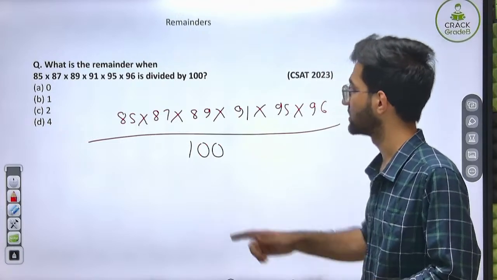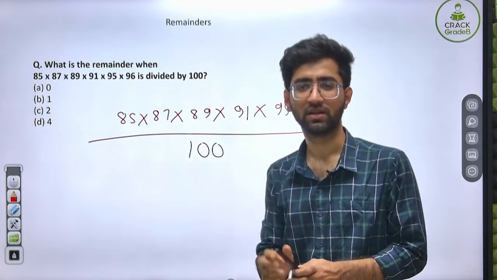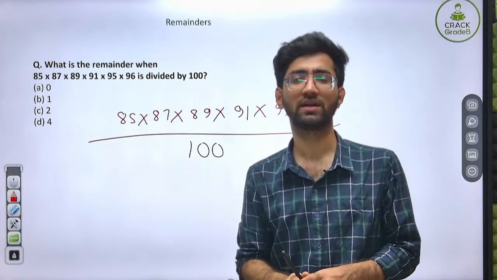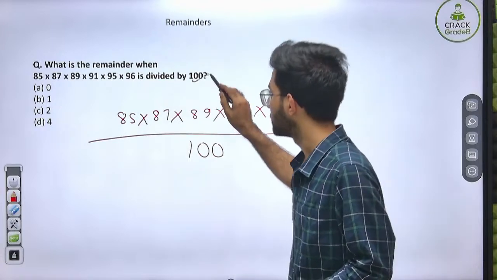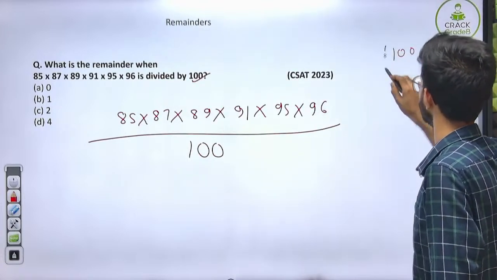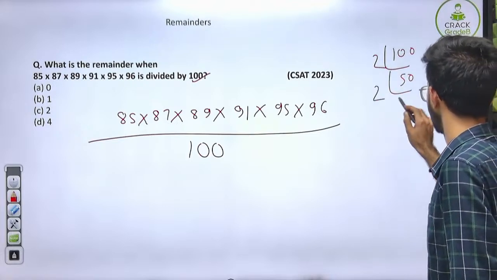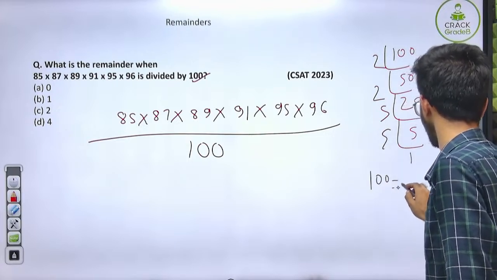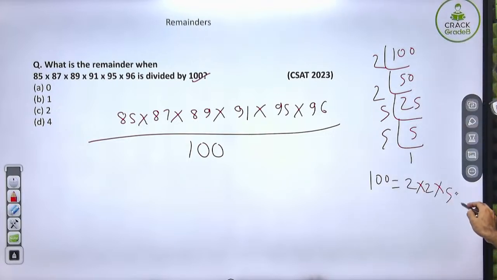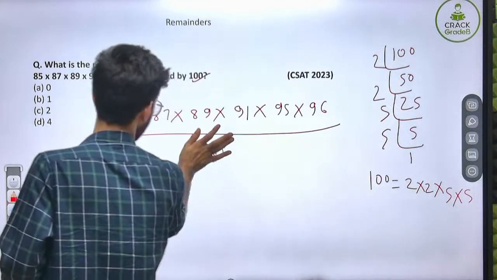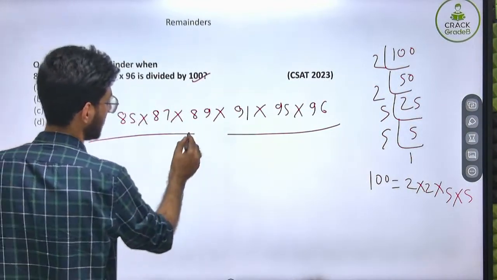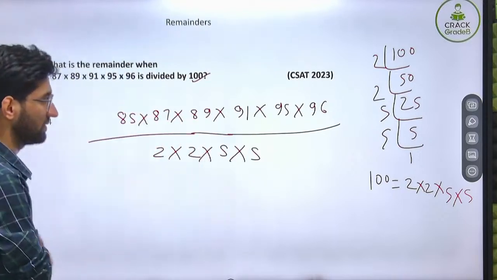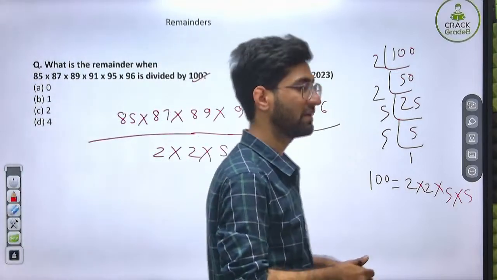So what is the approach? Try to recall the approach of the earlier question. In the earlier question, we were dividing by 1261. We tried to prime factorize 1261. So similarly, we will try to prime factorize 100, right? So 2 into 50, 2 into 25, 5 into 5. So basically 100 is equal to 2 into 2 into 5 into 5. So basically we can replace 100 by 2 into 2 into 5 into 5.